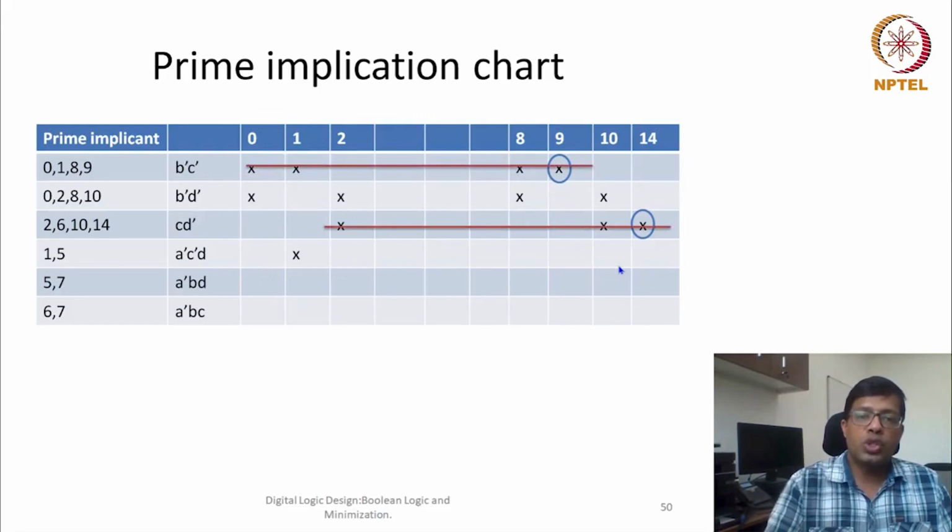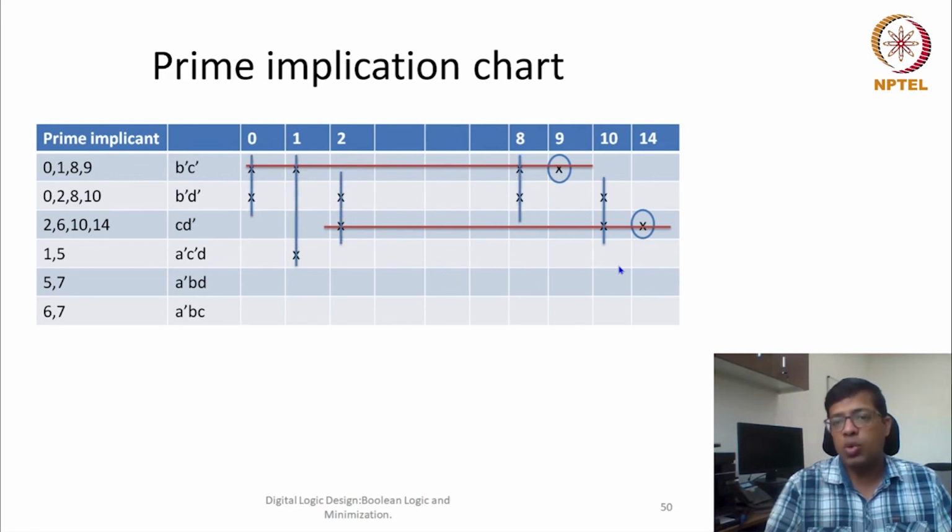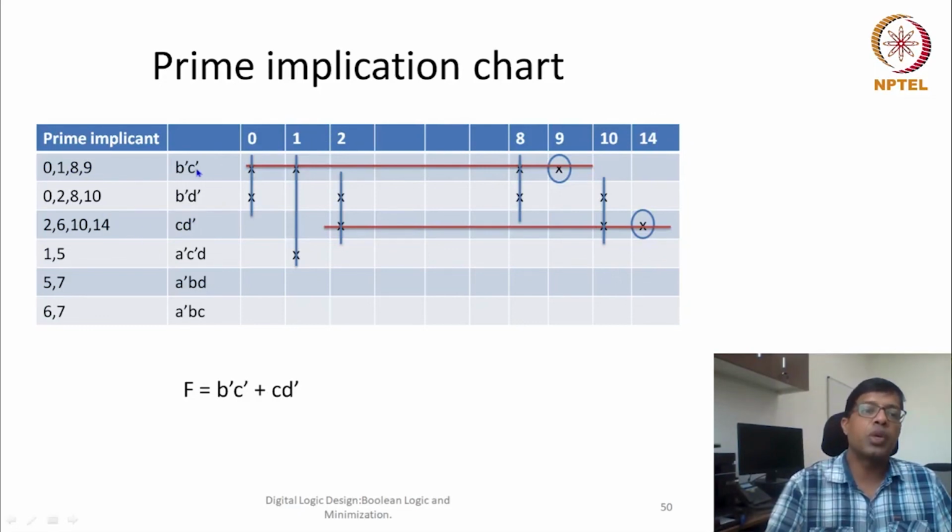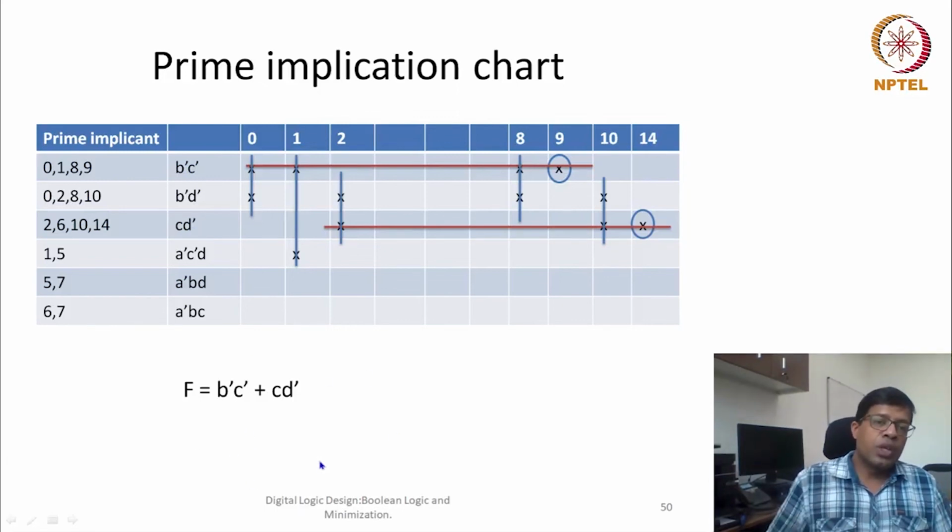After choosing those as essential prime implicants, we can remove the min terms which have been covered by these two prime implicants. After removing all these, we see that essentially all the min terms have already been covered. So this will become the final solution. The final solution would be these two essential prime implicants and the product terms corresponding to them, that means B dash C dash plus C D dash. So this is the final solution.